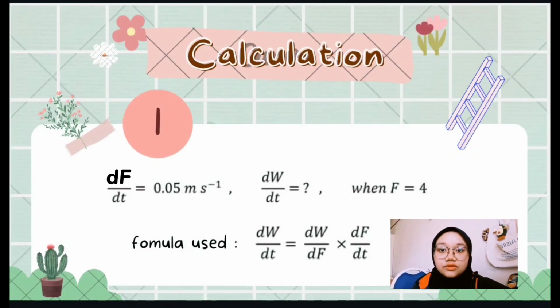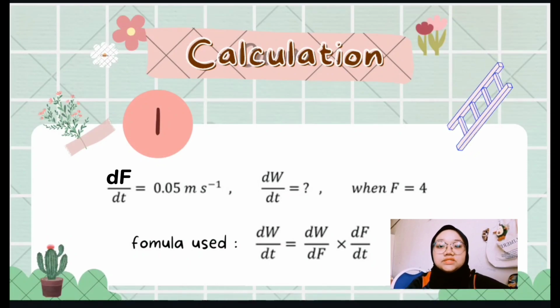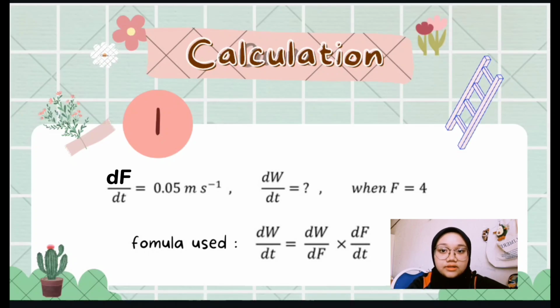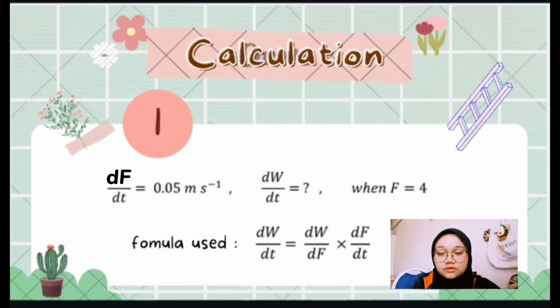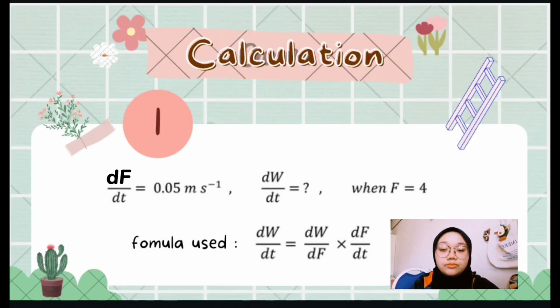So we have known here that df over dt is equal to 0.05 meter per second based on the question. So we need to find dw over dt when f is equal to 4 meters. So we will use dw over dt equal to dw over df times df over dt.